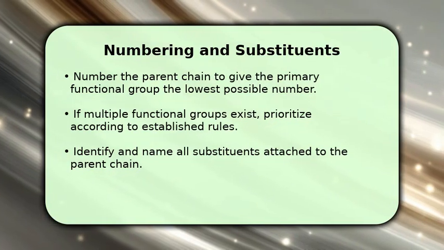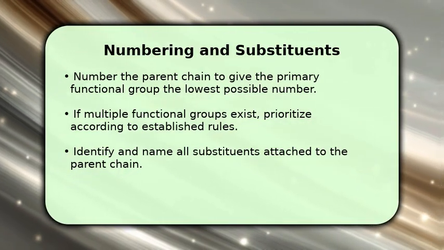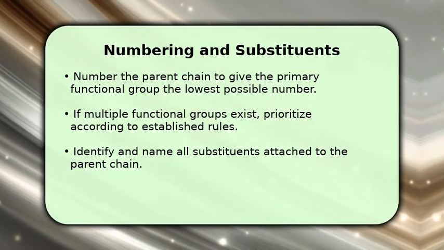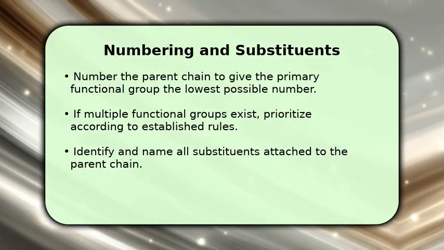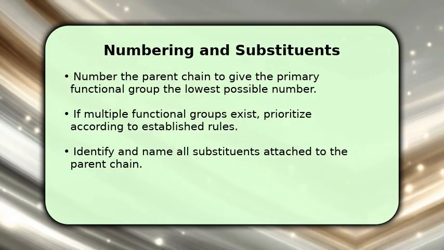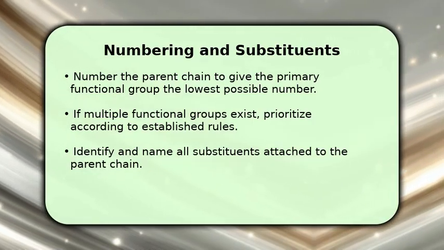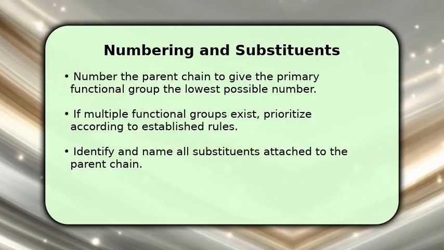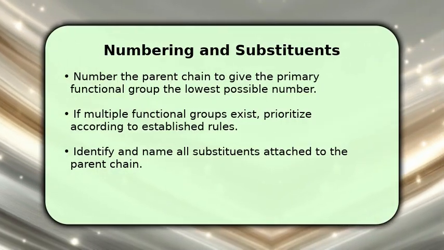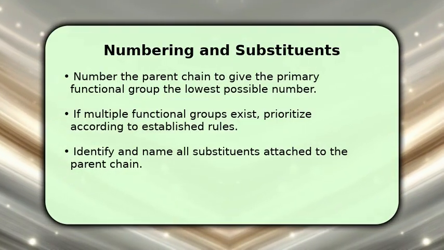Next, number the carbon atoms in your parent chain. Begin numbering from the end that gives the primary functional group the lowest possible locant, or position number. For instance, if an alcohol is on the second carbon from one end and the fourth from the other, you would number to give it the 2 position. Then, identify any alkyl groups or other atoms attached to the main chain, naming them as substituents.